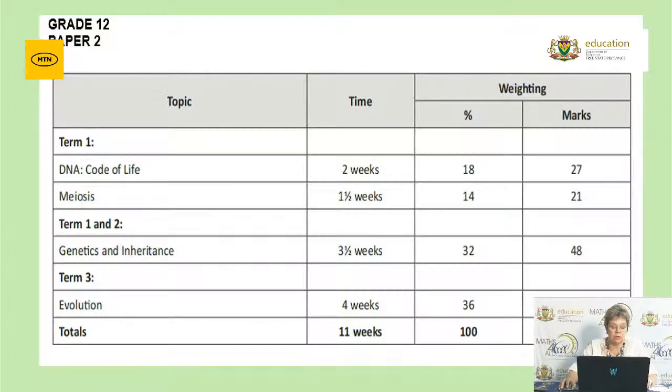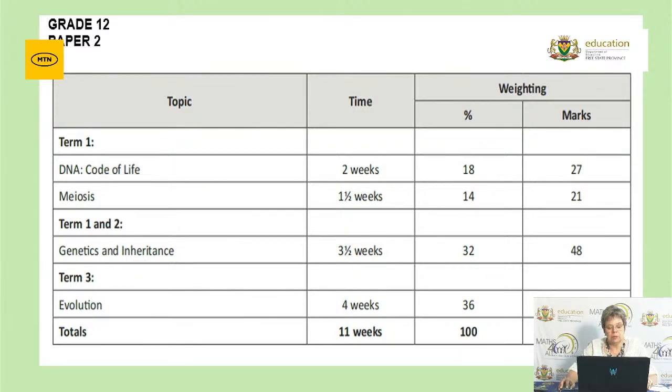So if we look at grade 12, paper 2, the content is the code of life, meiosis, genetics, and then the one of evolution. But let us look at how we can break it down for you and give some crucial information and tips on these topics.